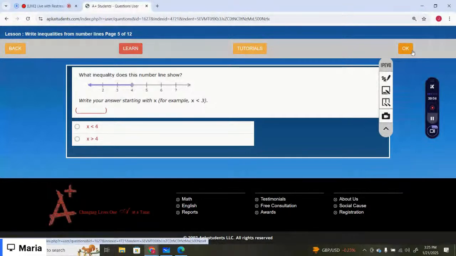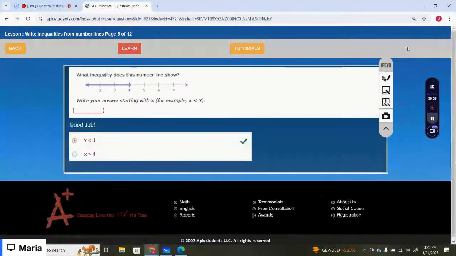What inequality does the number line show? Which is the correct option? So here we have an open circle at 4, right? So x is less than 4. Option number 1 is the correct option.